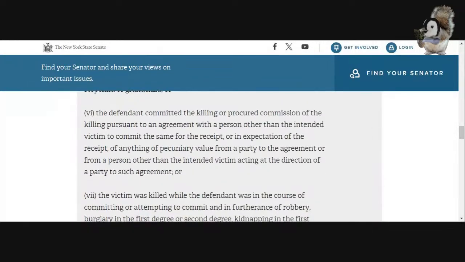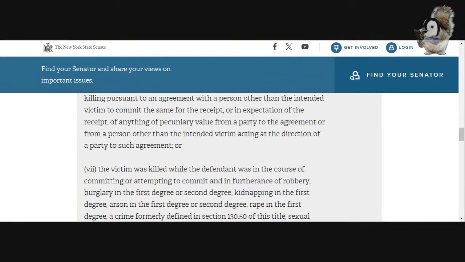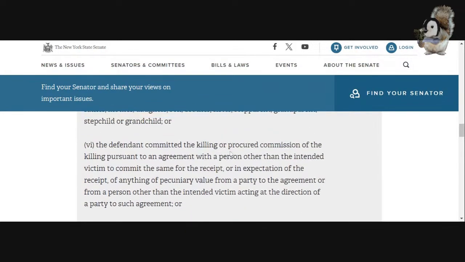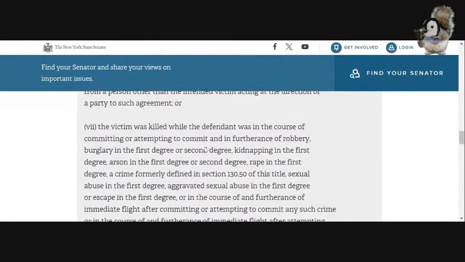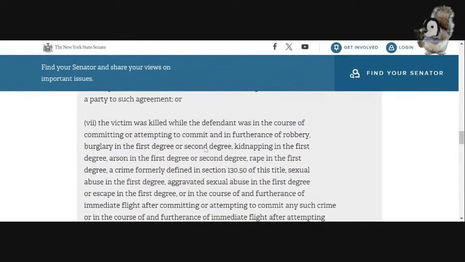The defendant committed the killing or procured commission of the killing pursuant to an agreement with a person. So this would be like solicitation, right? Or conspiracy. The victim was killed while the defendant was in the course of committing or attempting to commit or in furtherance of robbery. So this is like what we see with enhancements in other states when it comes to the death penalty. Like, for example, in Bryan Kohberger's case, that was one that they ended up dropping.